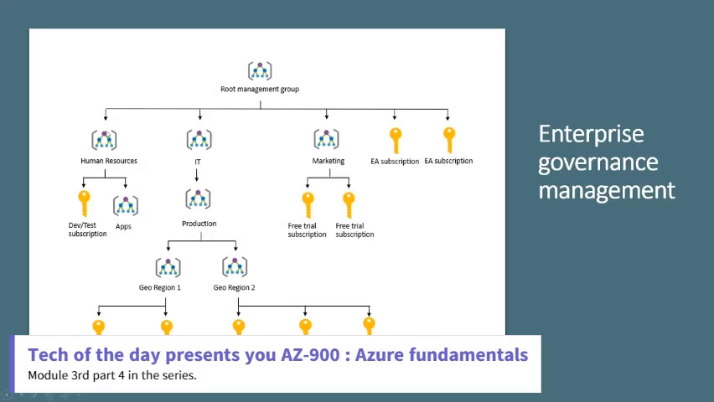So you have human resource, then IT. IT contains two more: production, geo region two. Then in marketing you have subscriptions, free trial subscriptions. These are the last level of subscriptions.